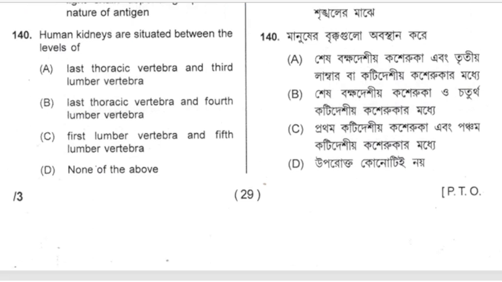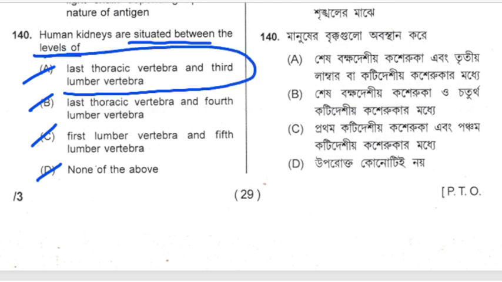Human kidneys are situated between the levels of last thoracic vertebra, third lumbar vertebra, last thoracic vertebra and fourth lumbar vertebra, first lumbar vertebra and fifth lumbar vertebra, or none of the above. So the kidney is situated at the last thoracic vertebra and third lumbar vertebra.